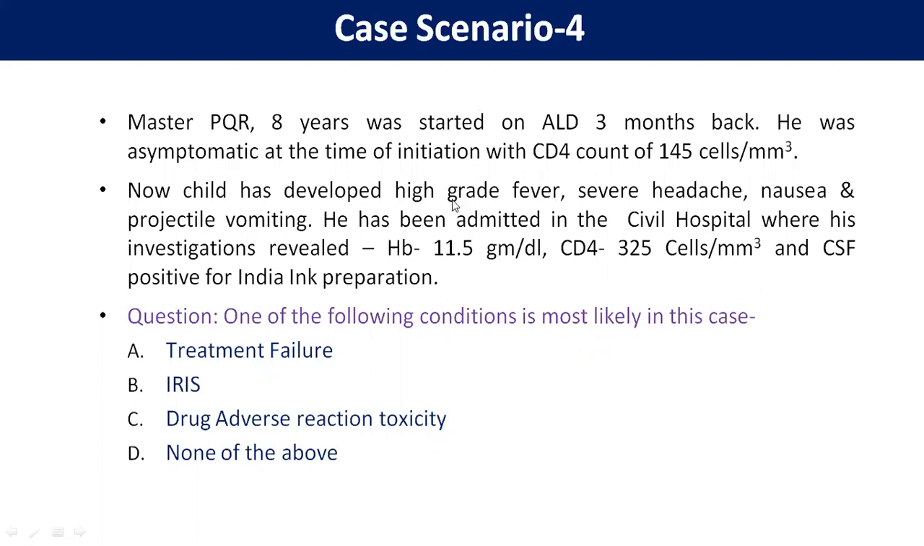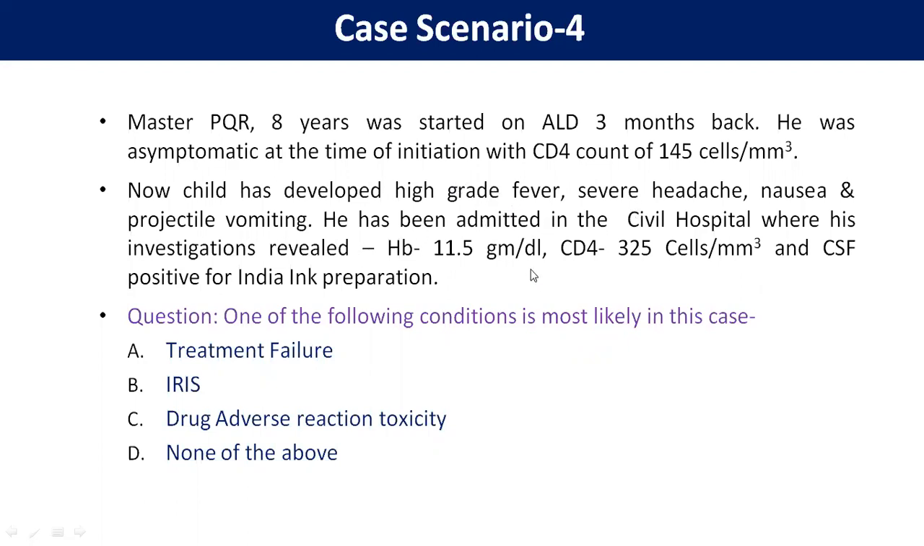First, analyze the symptoms. High-grade fever, that means infection. Where is the infection? The headache, nausea, and projectile vomiting, that means infection in the CNS. From the history only, it is very crucial and very judgmental in your clinical eyes or clinical knowledge. It's very easy to establish the diagnosis. So it's a high fever, headache, and vomiting. It is a CNS infection.